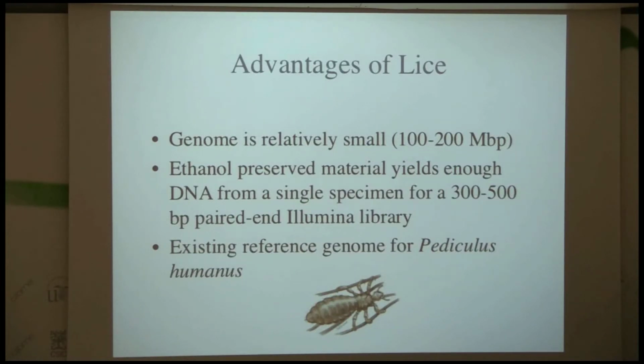But lice do have some advantages. One is the genome is relatively small, 100 to 200 megabases, which is among the smallest genomes of all insects. And from a single specimen, we can get enough DNA for a single 300 to 500 base pair paired end Illumina library. So we can, in theory, sequence the genome at some amount of coverage from this type of library. And we have a reference genome now for the human head louse that we can use.